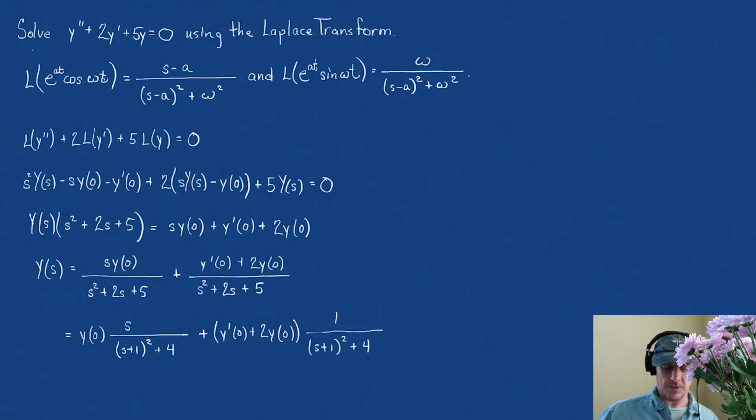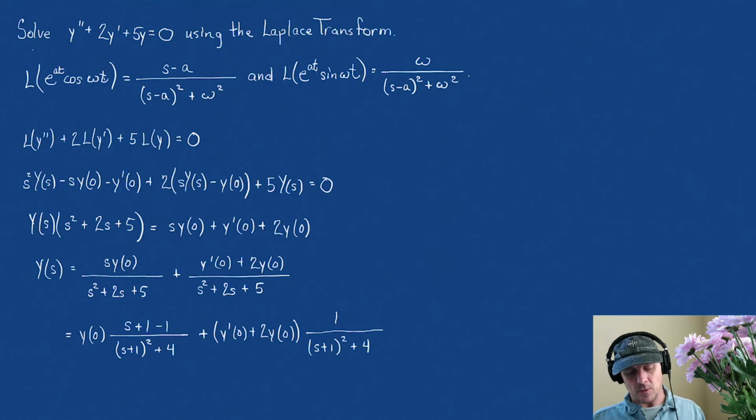Now, here's where this gets interesting. Notice that neither of these match the Laplace transforms up above. In other words, for this first one, since I have an s plus 1 in the parentheses, I would need an s plus 1 in the numerator. Well, I can do that. I'm going to add 1. There it is. Now it matches. But you're like, you can't do that. And you're right, you can't. But if you add 1 and then you subtract 1, you can.